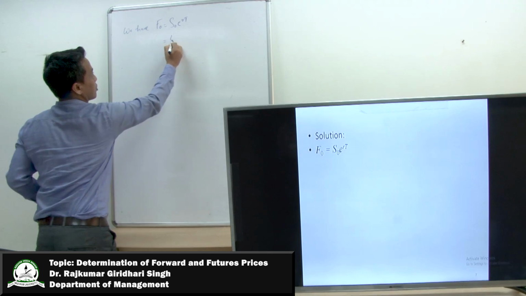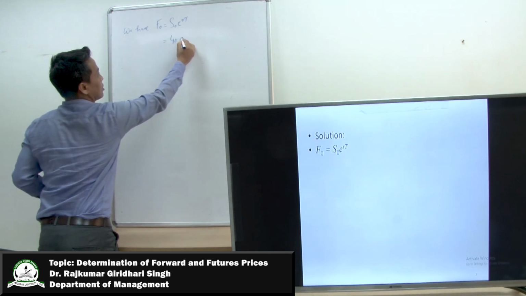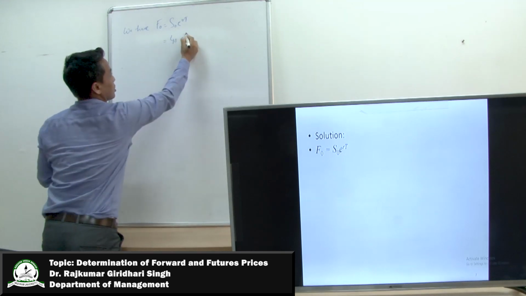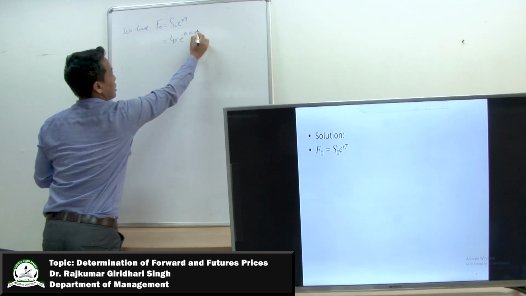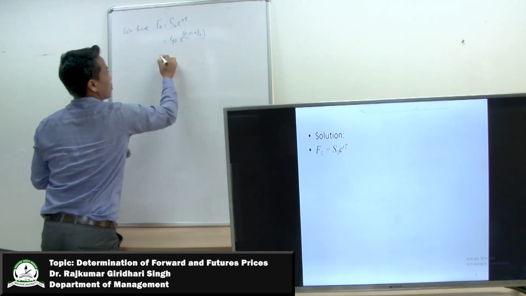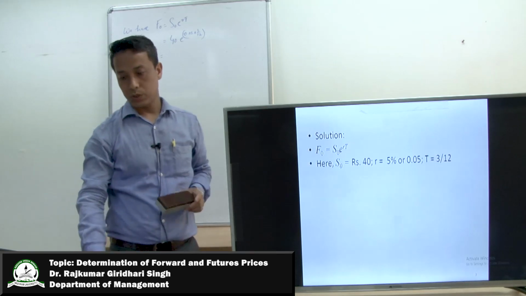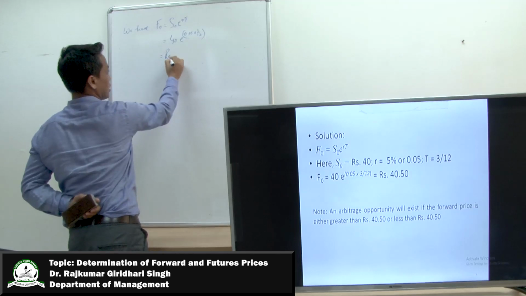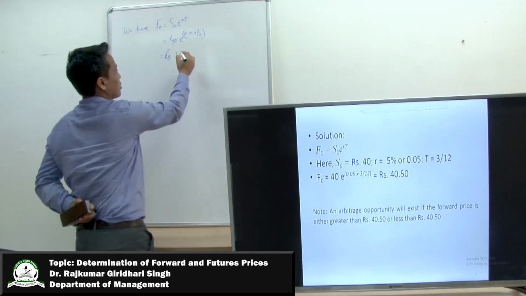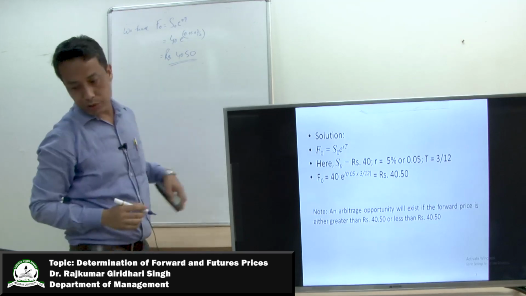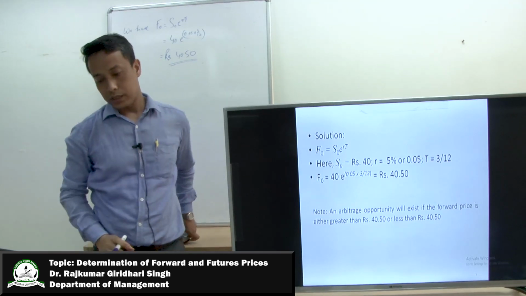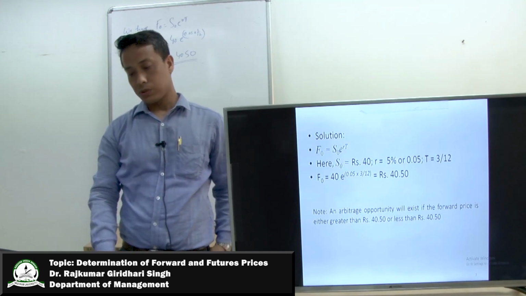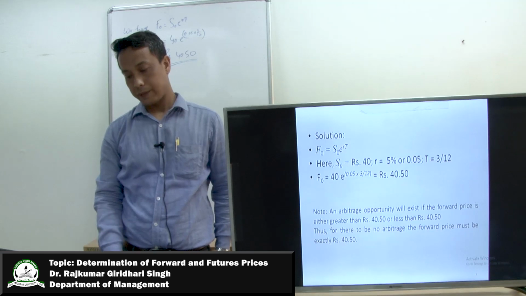Here S0 is 40, right? Then e is the constant e, r is 5%, which means 0.05, and T is 3 by 12. When we work this out, we find 40.5 rupees. Now this 40.5 is called the forward price, and this is a no-arbitrage price. This is also called the at par price.